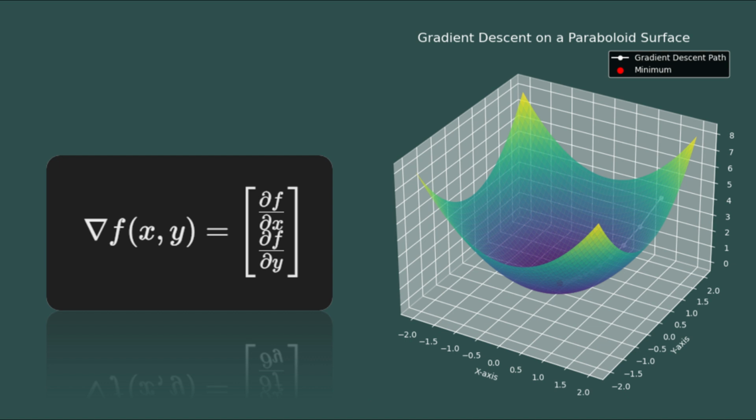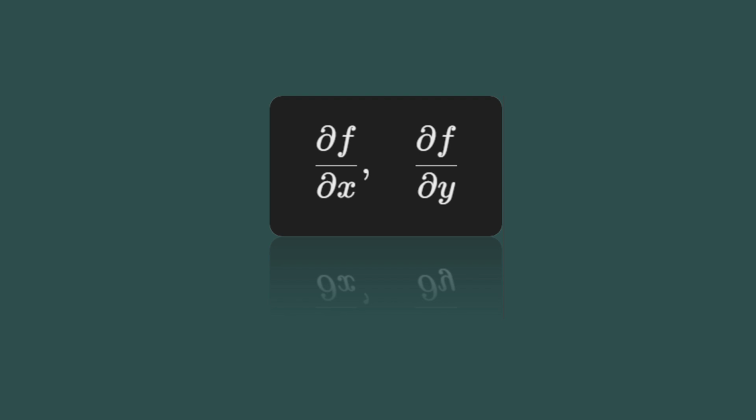In simple terms, gradients are a generalization of derivatives for functions with multiple variables. If the function depends on two variables, x and y, the gradient is a vector. The first component represents how the function changes with respect to x, and the second component represents how the function changes with respect to y. These are called partial derivatives.